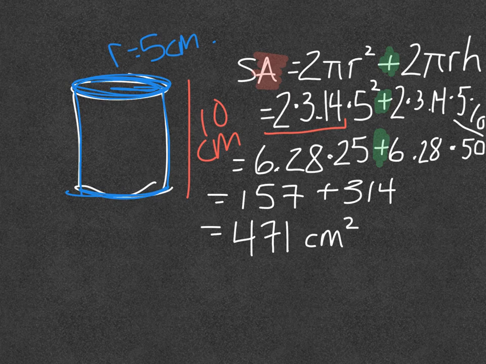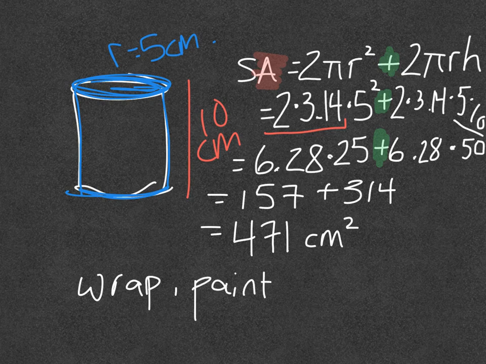We're not dealing with the inside at all of the cylinder. You're only dealing with the outside coating of it, the outside wrapping. So word problems, it might ask you how much wrap, how much paint to cover it, what is the surface area of the portion that needs to be painted, for example.